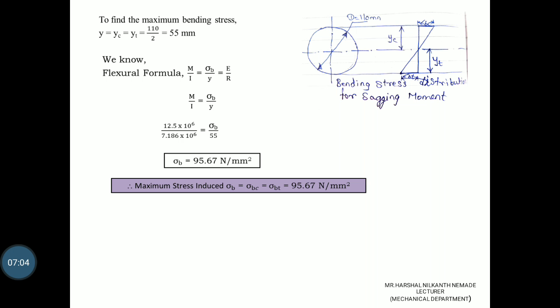Therefore, the maximum stress induced, sigma b is equal to sigma bc is equal to sigma bt is equal to 95.67 Newton per mm square.